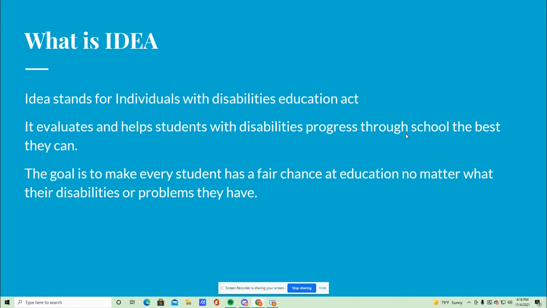What this act did was evaluate students and define what kind of disabilities they had, and it defined what type of assistance they needed. As time progressed, we created new technology and different things that actually help students in better ways than we used to years before. And the whole goal of this act is to make sure every student has a fair chance at education, no matter what the cost of their disability is.